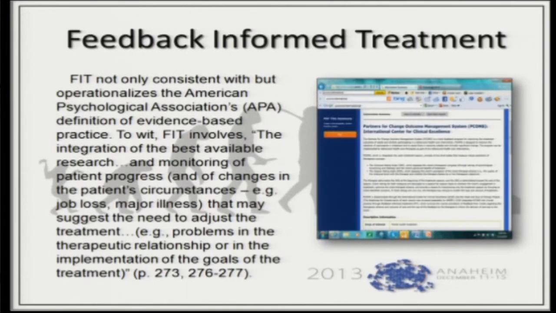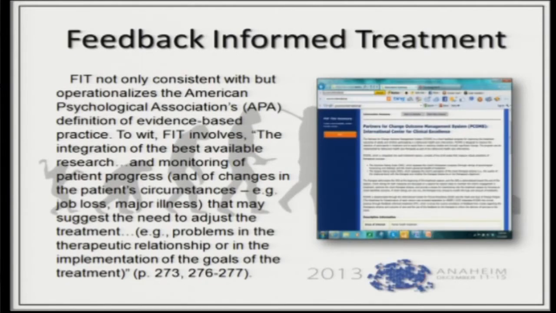What do we know? Early change in treatment is a good predictor of change throughout the treatment process. What else do we know? Engagement, one of the best predictors of treatment outcome. What predicts client engagement? What predicts client engagement is the alliance, the best integration of the best available research and monitoring of patient progress and of changes in the patient's circumstances, such as job loss or major illness, that may suggest the need to adjust the treatment.